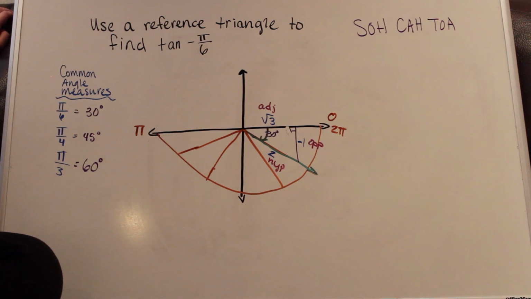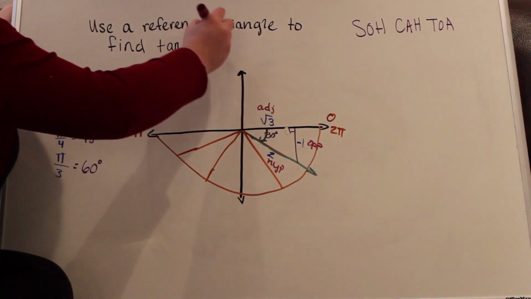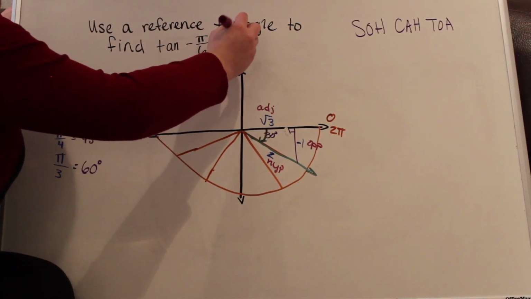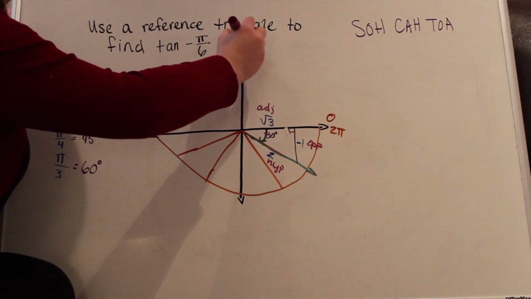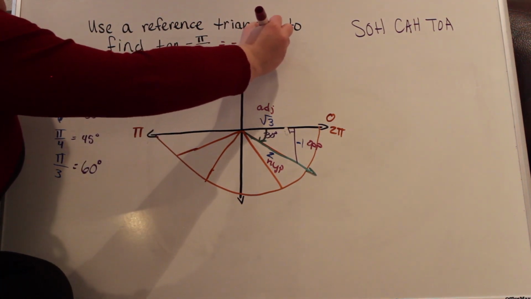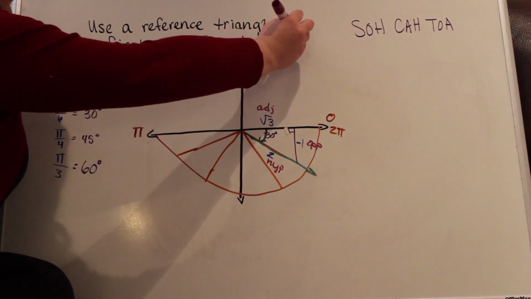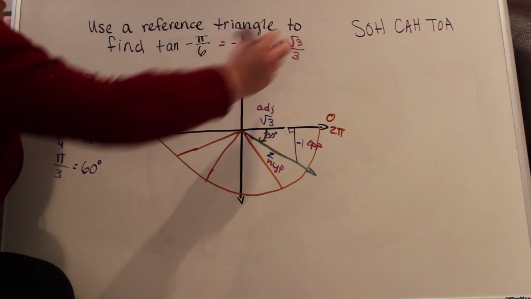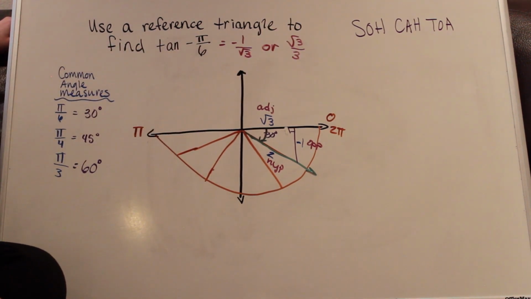Okay, tangent uses O and A, so opposite over adjacent. So we have -1 over the square root of 3. Now you can leave it like that, or if you learned it a little differently, you can also turn that into square root of 3 over 3. Both of those answers will work.